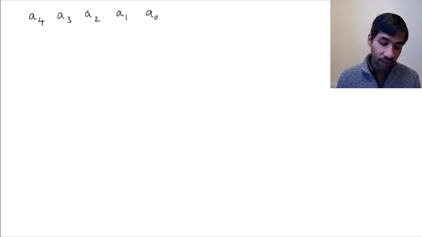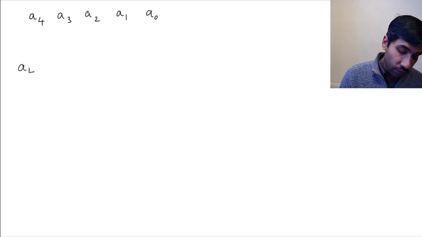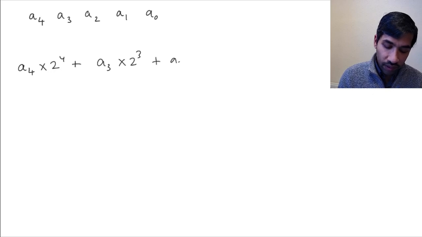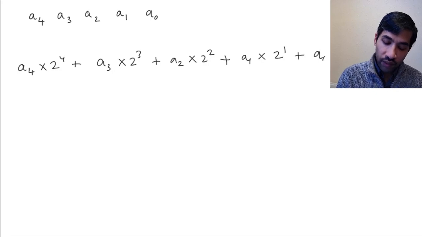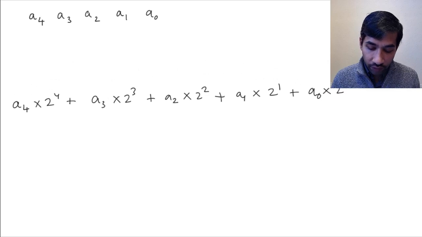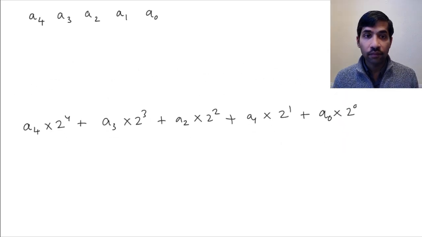All you need to do is you just say A4 times 2 to the power 4 plus A3 times 2 to the power 3 plus A2 times 2 to the power 2 plus A1 times 2 to the power 1 plus A0 times 2 to the power 0. And whatever result you get, that is going to be your decimal number.